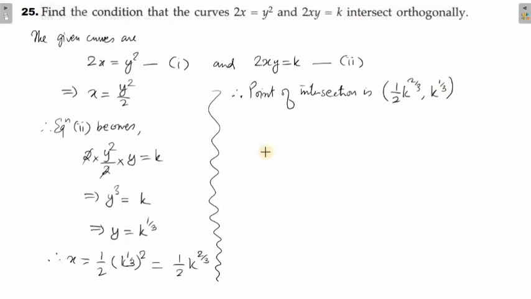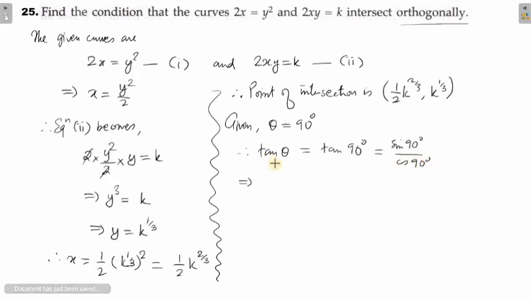Now the question has said that they have to intersect orthogonally. So given is theta equals to 90 degree. Orthogonal means perpendicular. So therefore you must have tan theta equals to tan 90 degree, right? Which is obviously 1 by 0, or you can write this as sine 90 degree by cos 90 degree. That also can be done.